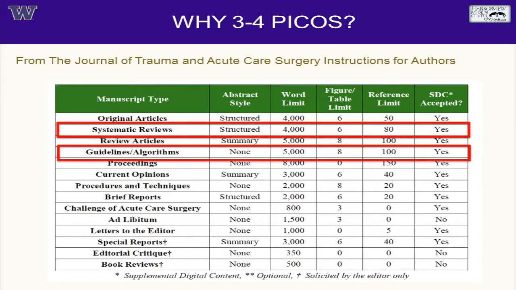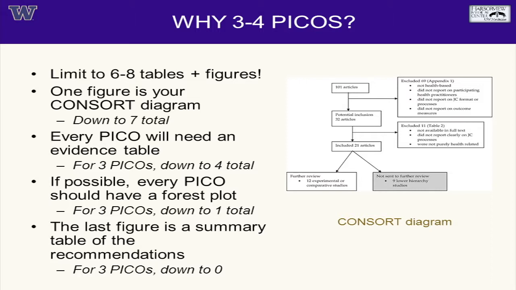So why do we do 3 or 4 questions? Well, if you go through the instructions for the authors for the Journal of Trauma and you look at what they're recommending for systematic reviews versus guidelines, you can see that the figure and table limit is between 6 and 8, depending on what PMG or review you're going to write. And that's really, really important. So if you're limited to 6 to 8 figures, how does that play out if you have a certain number of questions?